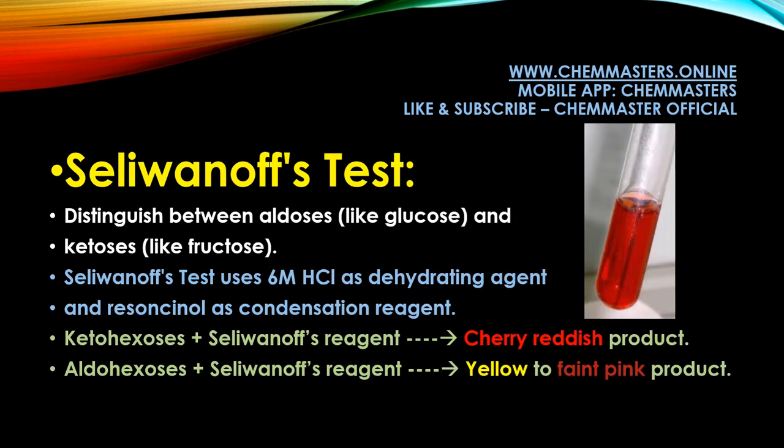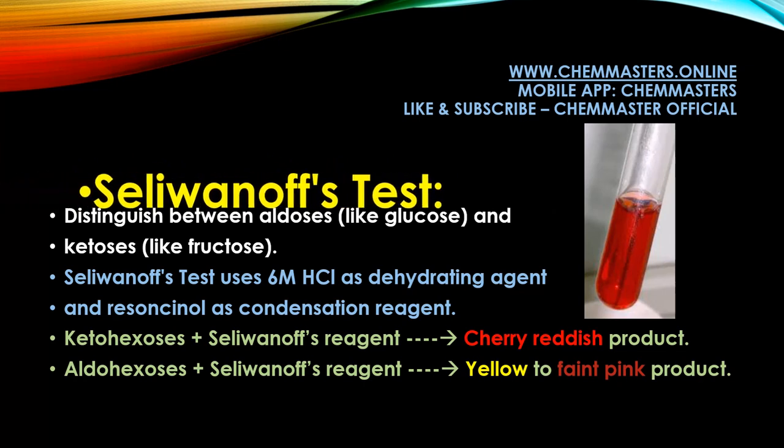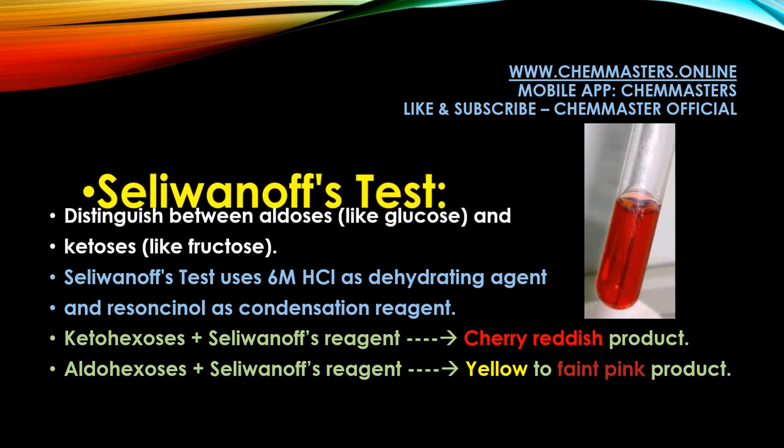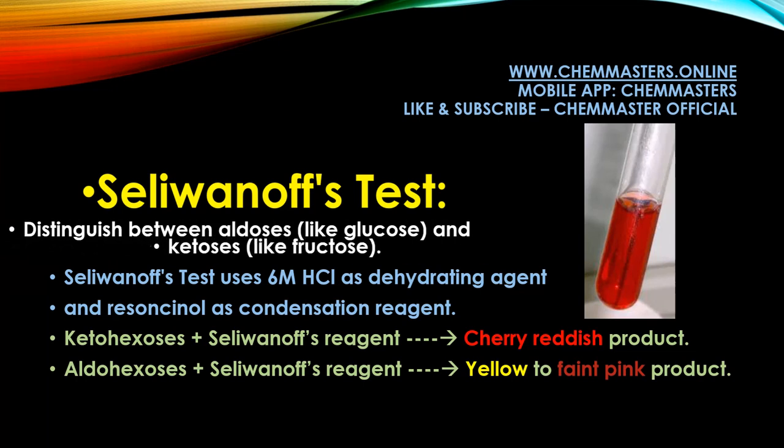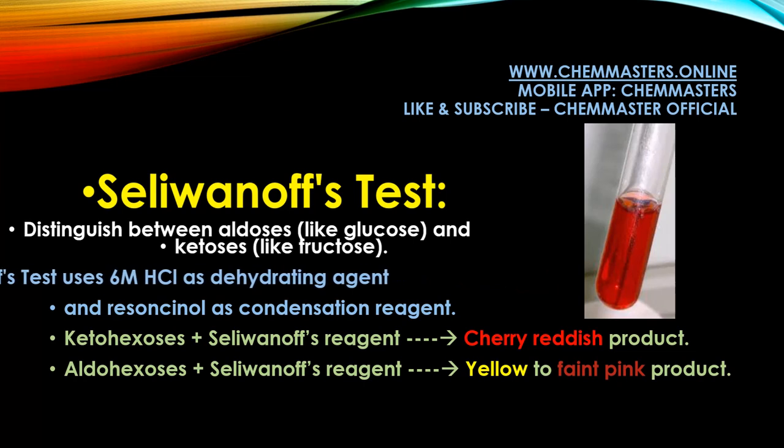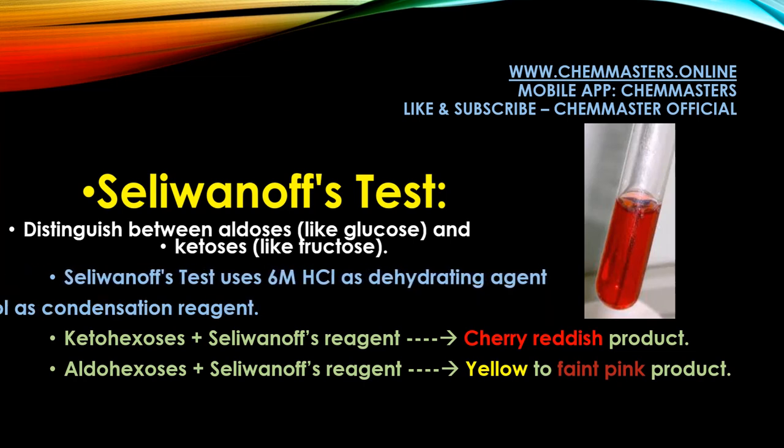Okay, now the next one is Seliwanoff's test, which distinguishes between aldoses like glucose and ketoses like fructose. Seliwanoff's test uses concentrated HCl as dehydrating agent and resorcinol as condensation reagent. So you can see the difference between Bial's reagent and Seliwanoff's reagent. In Bial's reagent, we used orcinol plus traces of FeCl3. Here we are using resorcinol as a condensation reagent.